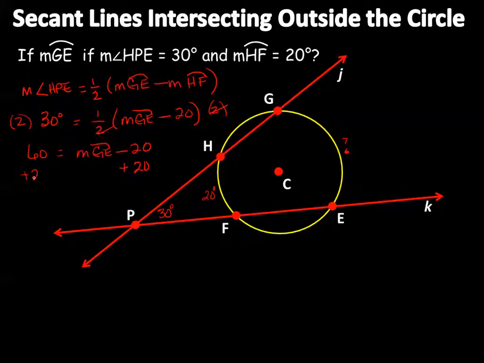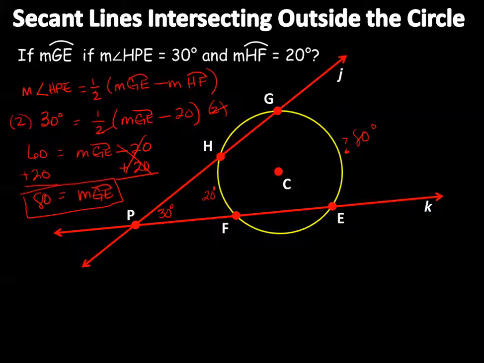So I'm adding 20 to both sides. So that's going to give me 80 equals the measure of arc GE, and of course those 20s cancel each other out. So that arc right there is going to be 80 degrees. There we go.